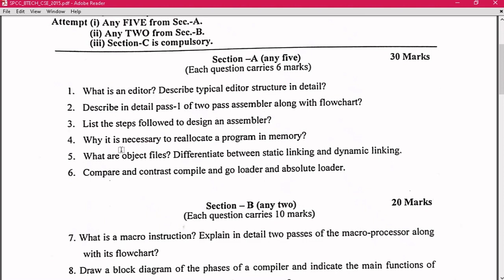Let's say if I pick any question from this section A, and it is of 6 marks, you need to elaborate it according to the 6 marks. So maximum 1 or 1.5 pages, or 2 pages maximum. But if it is a 10 marks question, then obviously you need to explain it in detail. So it may go up to 4 pages, right?